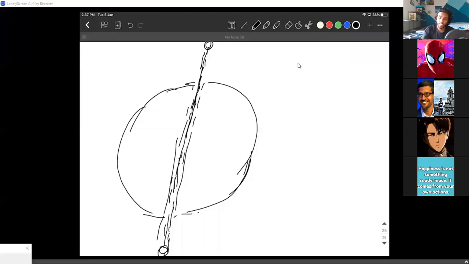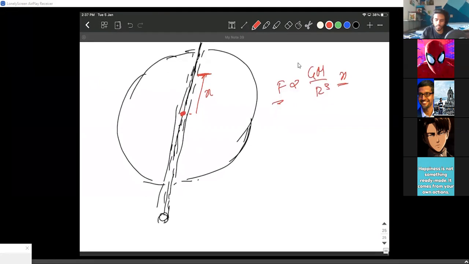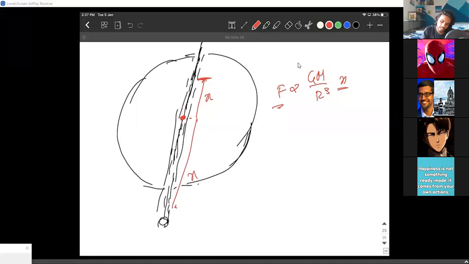Inside the sphere, the force is GMm by R cube into x. So force is proportional to x. That is good. But if I take a point which is outside, let us call this x. Let's talk about the force outside. The force is simply GMm by x square. It is not proportional to x.